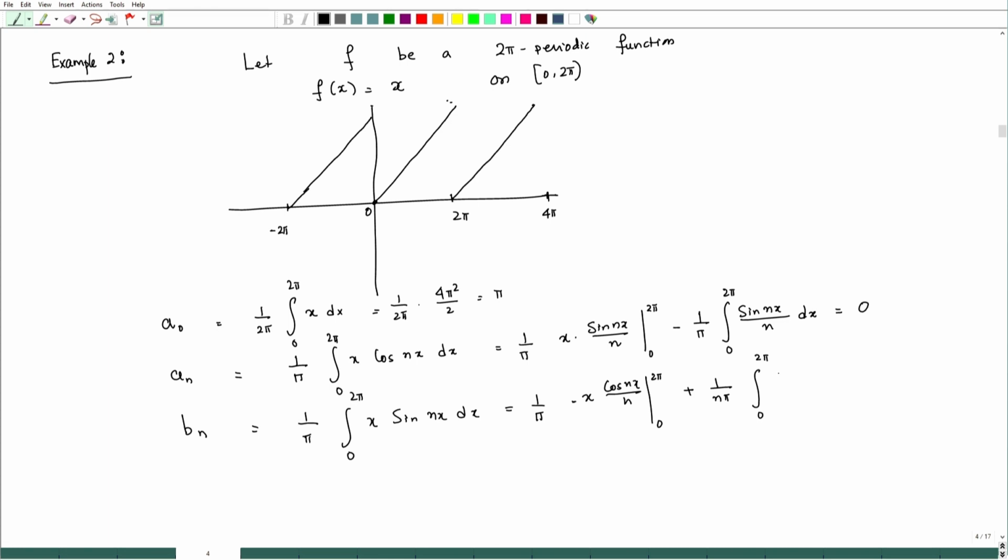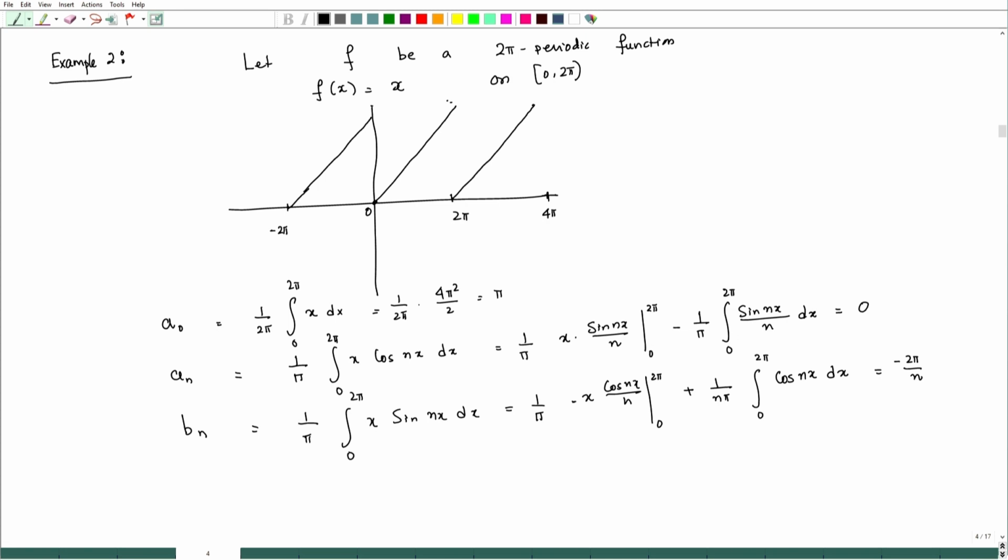This is the integral of cos n x dx. Now here cos 2 pi n is equal to 1, therefore this is minus 2 pi by n, and the presence of x is 0. So that is going to be 0, and anyway this integral is going to be 0. So this is what our b n is.